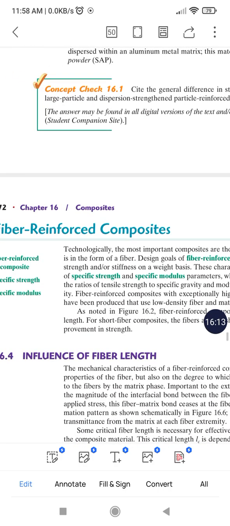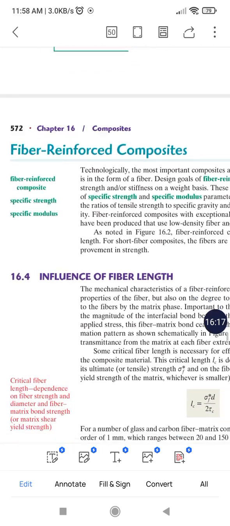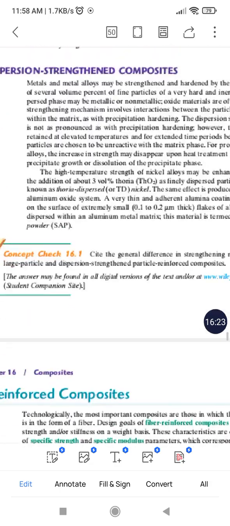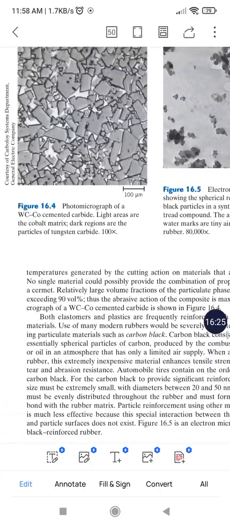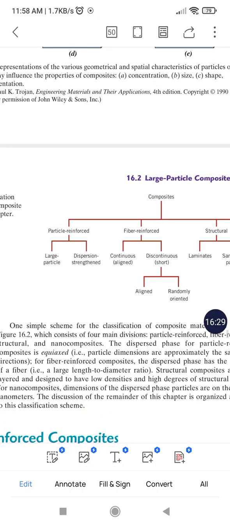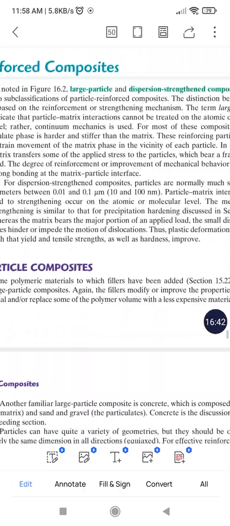And now fiber reinforced composites, you can see here. I have already said they are divided into two. I can see in this picture they are divided into two: continuous fiber reinforced composites, where continuous means the fibers should be aligned, and discontinuous, where they are not aligned, but they are short. The fibers are short, so we cannot make them aligned.